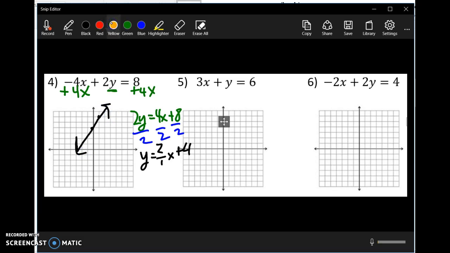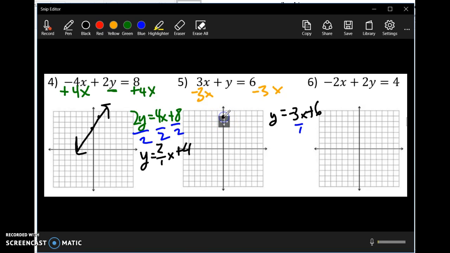Let's try this next one. Well, again, this isn't in slope-intercept form, so the first thing I would need to do is subtract 3x from both sides. We'd get y equals negative 3x plus 6. Here I don't really need to do anything except give this slope a fraction. So the fraction would be negative 3 over 1x. And now I have my y-intercept to be 6. So I'm going to go up to here to 1, 2, 3, 4, 5, 6.